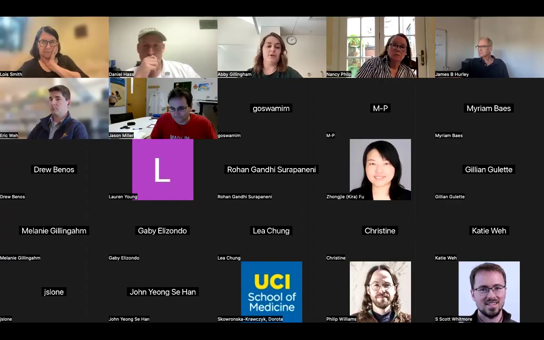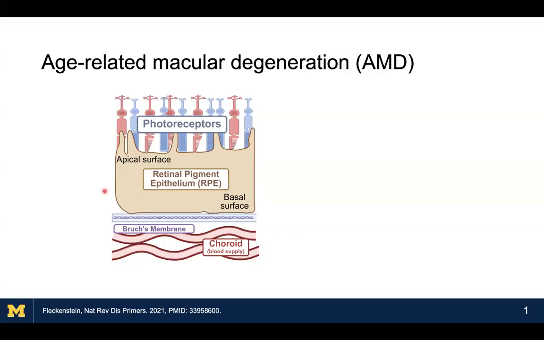It also transfers nutrients, especially glucose, up to photoreceptors, and it phagocytoses photoreceptor outer segments, which are full of lipids. It also transfers back the lipids up to the photoreceptors, especially DHA. So it's this very complex, metabolically active tissue in the retina.